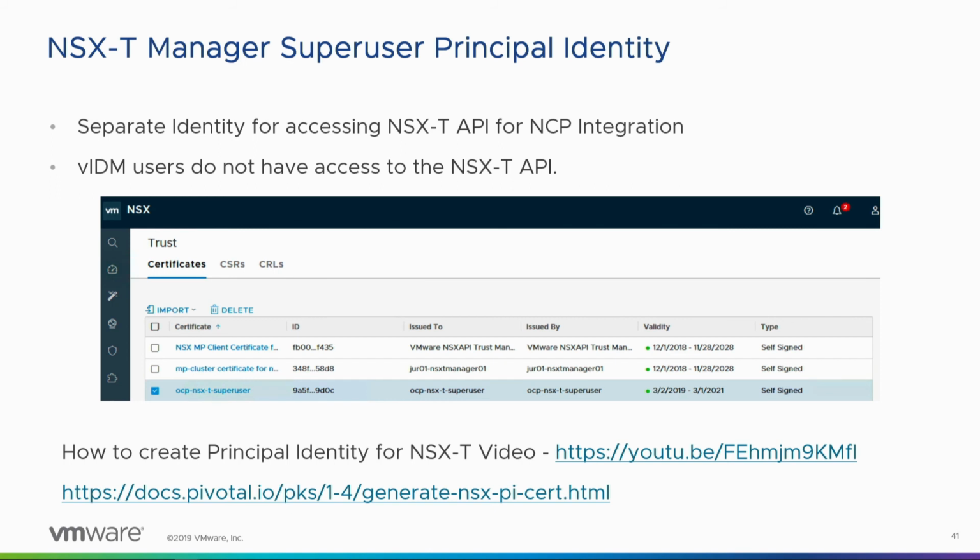So what we do is use certs. In NSX-T, we have this super user principal identity. This is what we're talking about over here. You create these certs, and when you're doing the integration, you just put the certs on the nodes. Then you will have the integration, and the NCP is all set up properly. I have recorded how to do it step by step in the video. You can find the link over there.